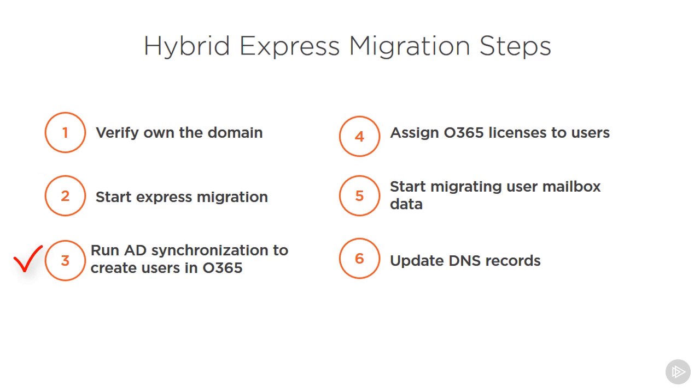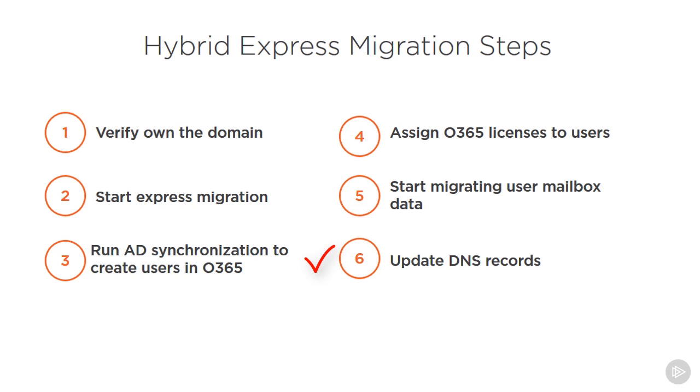You're going to run AD synchronization to create your users in Office 365, and you'll use Azure Active Directory Connect to perform that task. You'll again have to assign Office 365 licenses to your users. You'll start migrating user mailbox data, and you can specify which users that you want to migrate, and you do this by using the data migration option inside of the Exchange Admin Center. And again, we'll update the DNS MX record.